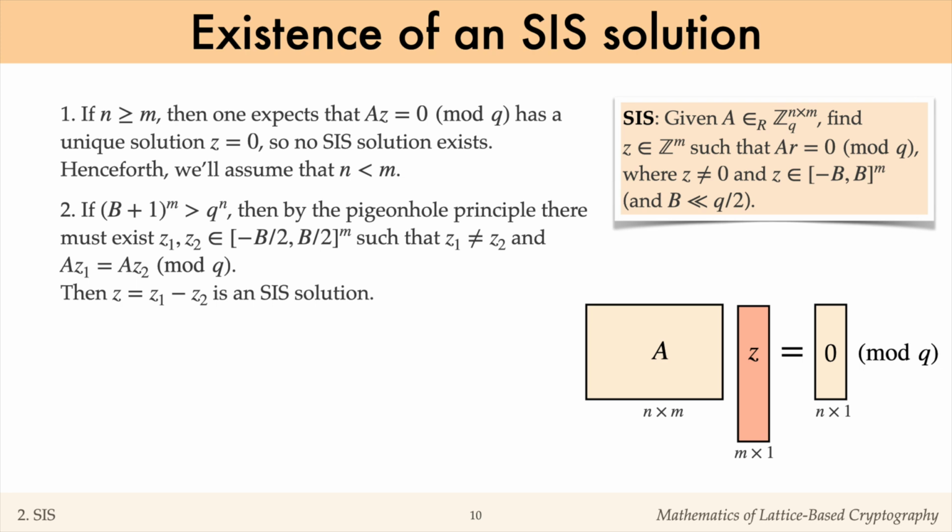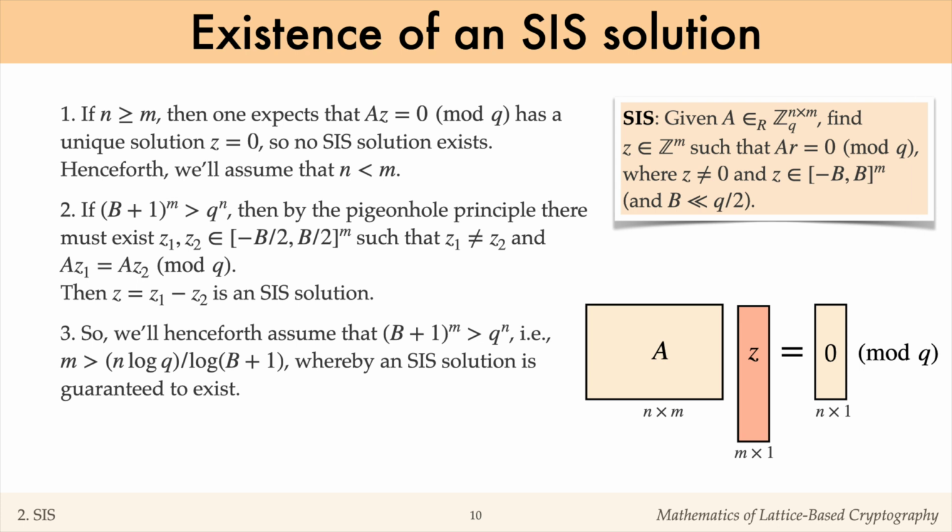Since q^n is less than (b+1)^m, the pigeonhole principle informs us that there must exist two length m vectors, z1 and z2, whose components are between minus b over 2 and b over 2, that yield the same vector upon multiplication by A modulo q. In other words, Az1 = Az2 modulo q. Then the vector z, defined to be z1 minus z2, satisfies Az = 0 modulo q. Moreover, z is non-zero, since z1 is not equal to z2, and the components of z are between minus b and b.